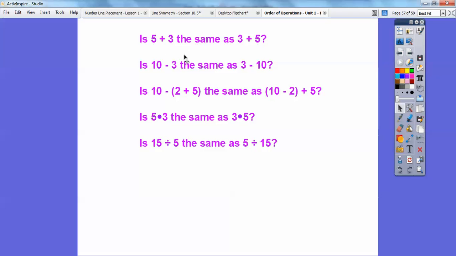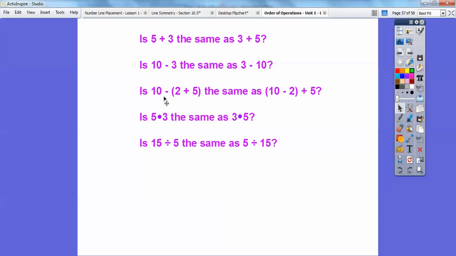Does the commutative property of subtraction work? Is 10 minus 3 the same as 3 minus 10? 10 minus 3 is 7. 3 minus 10 pulls me into the negative numbers, it is negative 7. So no, the commutative property of subtraction does not work.